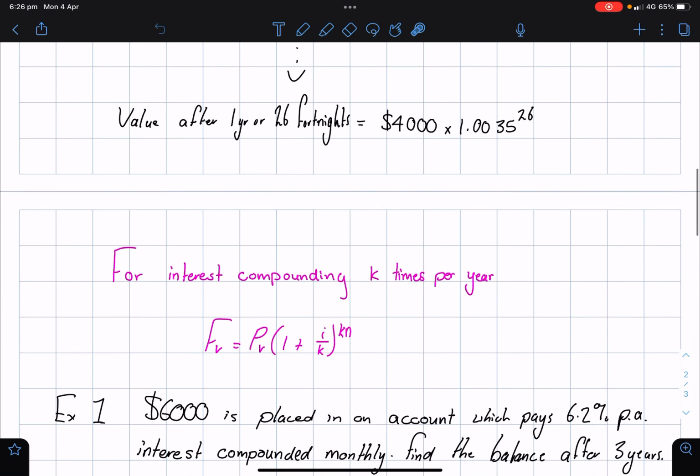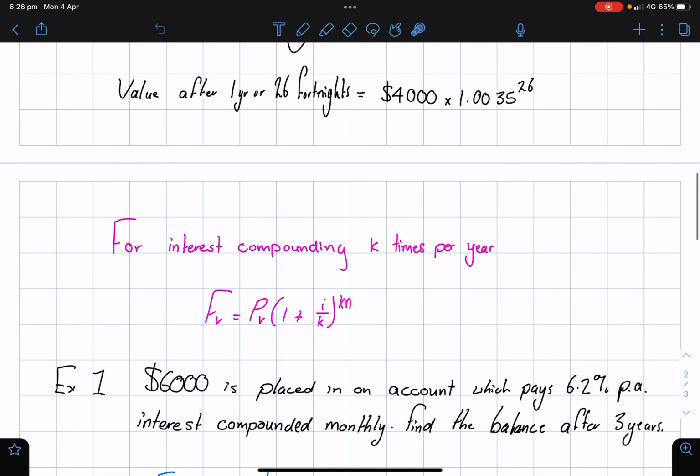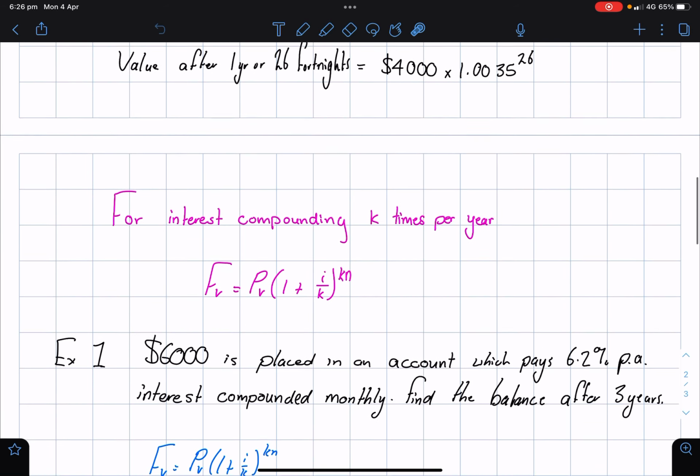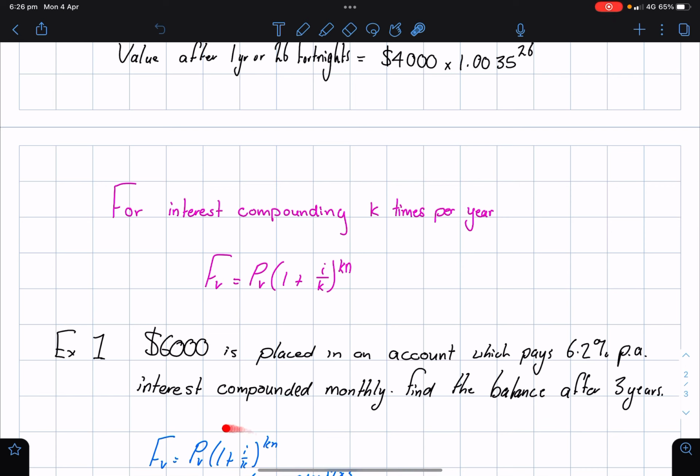So an example of this: $6,000 is placed in an account which pays 6.2% per annum interest compounded monthly. Find the balance after 3 years. So what I like to do, I like to write out our formula, all right? That way we can pick and choose what information we have and what information we can substitute in. So we have our initial value PV. We have our interest rate at 6.2%. We're told that it's compounded monthly, so that means K equals 12. And we need to find the balance after 3 years, so N equals 3.